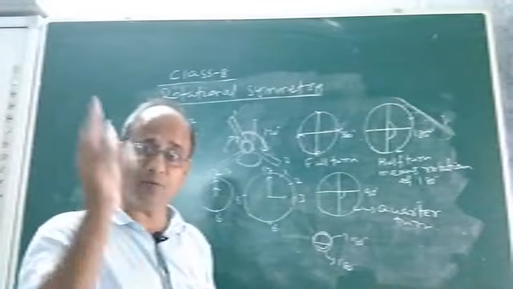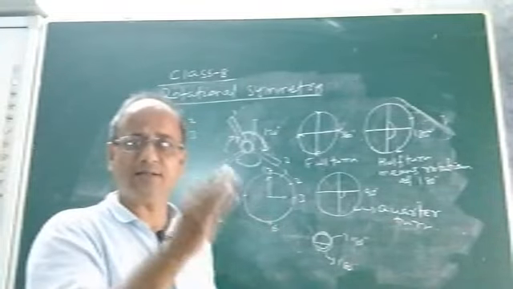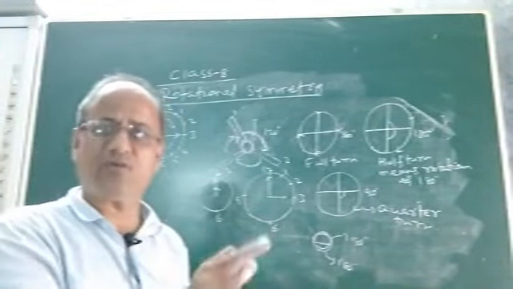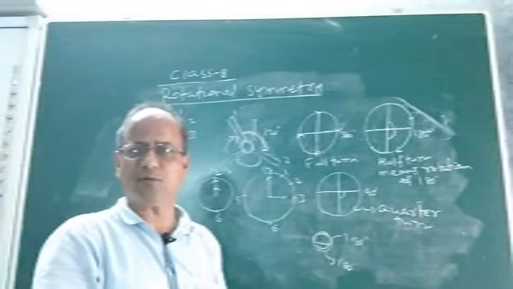But the condition is you have to rotate it through an angle less than 360 degrees, so that the shape and size of the object should not change. Then only we say that the object has rotational symmetry. So this is the concept of rotational symmetry.